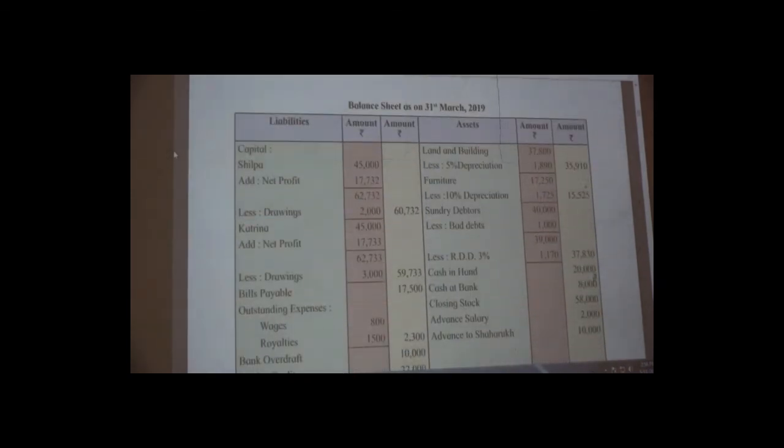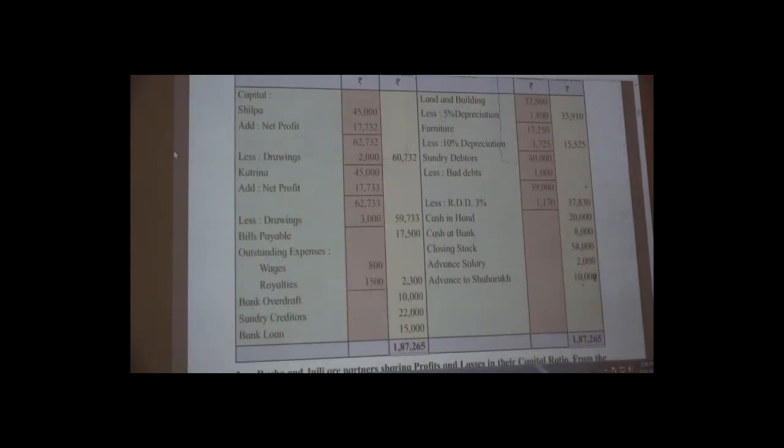Okay, so now this profit will be transferred to the liability side. Now this is the net profit, so we will have to add this profit to capital. So see here, capital of Shilpa is 45,000. Add here the net profit. Just now we have calculated 17,732. This is the 50% of our net profit. Okay, so 45,000 plus 17,732, our total will be 62,732. This is the addition of capital and net profit.